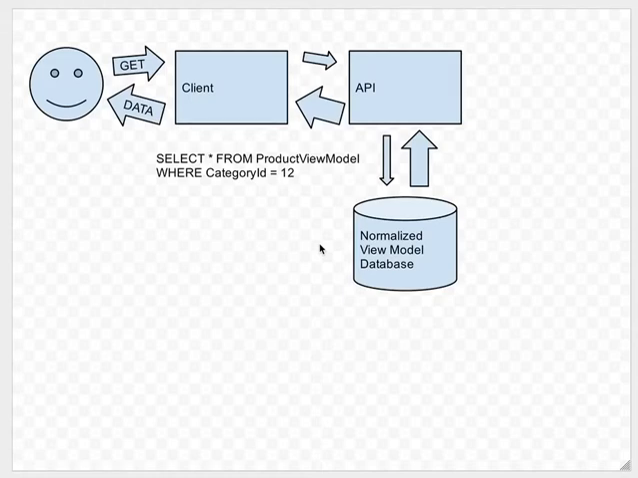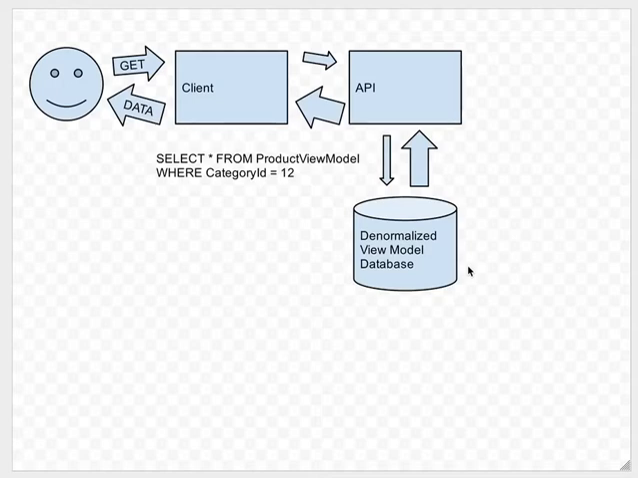Look at the graphic that I'm showing you right now. We've got a user that has a client, and that client is going to be submitting a GET request to the API. The API can then go down to a denormalized database that is what we call a view model database, and this view model database maybe has one separate table or one view model, we would call it, per type of call on the data on the site.